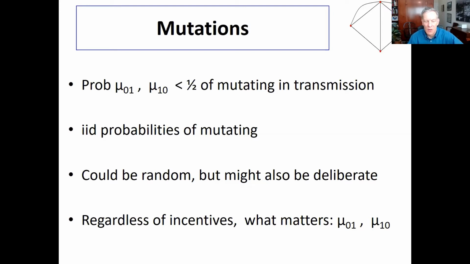So it could be random, it could be deliberate, but regardless, here we're not going to model the incentives of the nodes to change the messages. We're just going to treat those as independent. And those mutation rates turn out to be what is important. Are there more people going from 0s to 1s, or from 1s to 0s? This could represent confusion being easier in one direction or the other, or deliberate misinformation happening one way or the other.